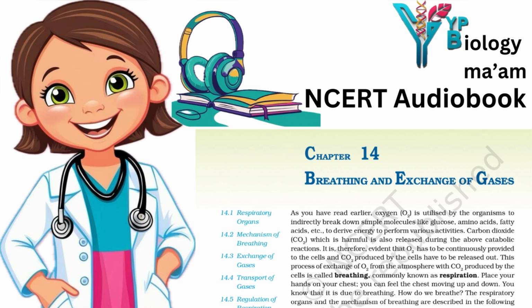Expiratory reserve volume, that is ERV. Additional volume of air a person can expire by a forcible expiration. This averages 1000 ml to 1100 ml. Next one is residual volume, RV. Volume of air remaining in the lungs even after a forcible expiration. This averages 1100 ml to 1200 ml.